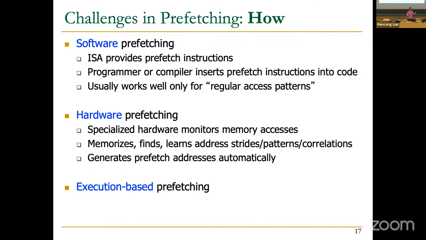This is very important, I think. That's why this is an area that's very ripe for creative, let's say, design, in my opinion. There's a lot of room over here. And then you generate prefetch addresses automatically in hardware.